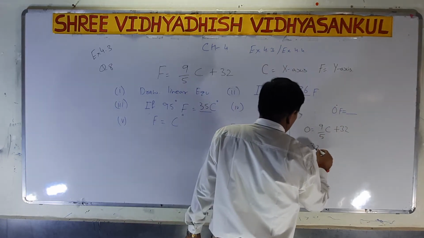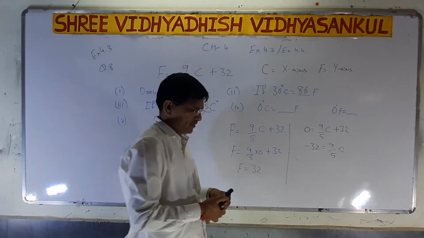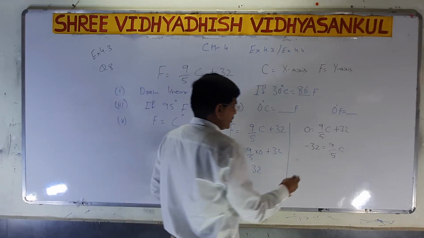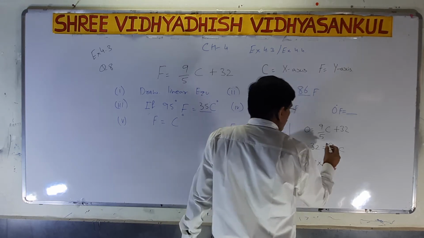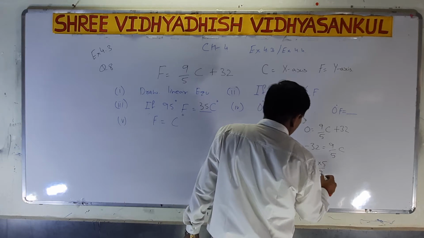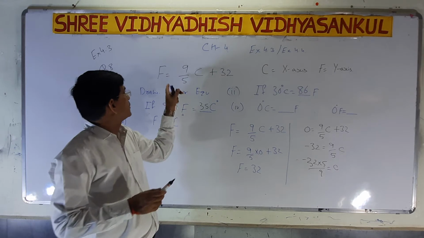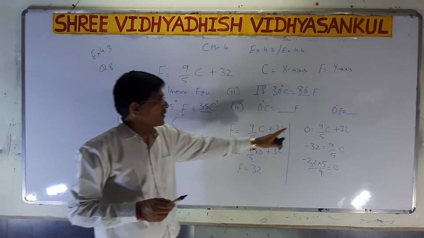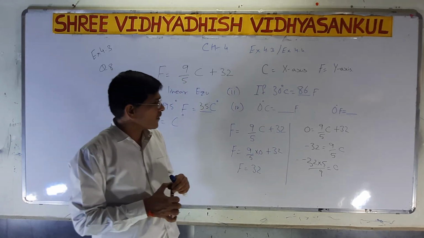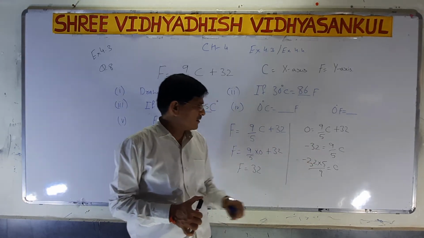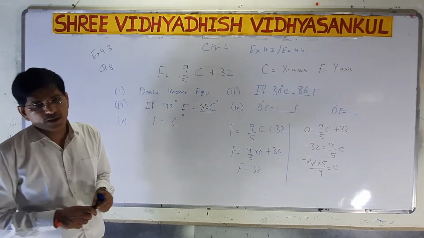So minus 32 is equal to 9 by 5 C. Now 32 into 5 divided by 9 is equal to C. Again, 0 degree Fahrenheit, so I put 0 here. So 9 by 5 C plus 32. So it should be minus 32. Minus 32 multiplied by 5 divided by 9. So the answer should be in point.